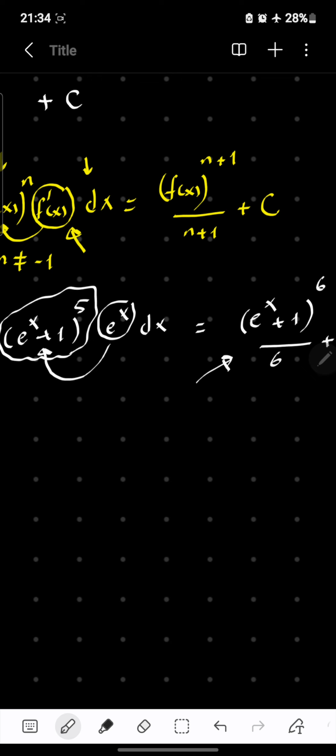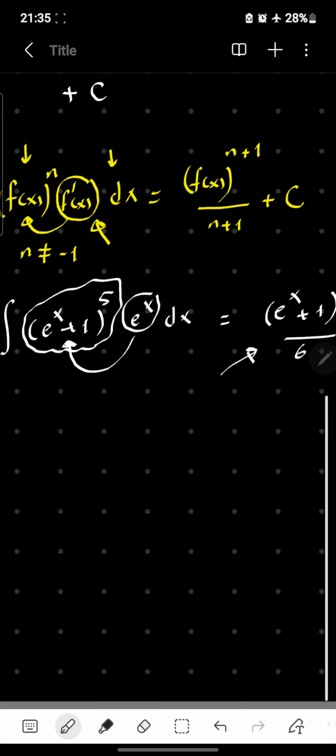So we have to check very carefully that the derivative of the inner function, the function raised to the power 5, already exists in the integral.